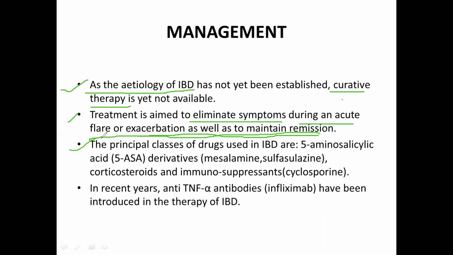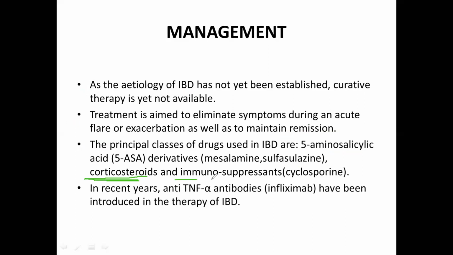The principal classes of drugs used in inflammatory bowel disease are 5-aminosalicylic acid, or 5-ASA derivatives, which include mesalamine and sulfasalazine. These are used in the treatment of inflammatory bowel disease. Then corticosteroids. There are various corticosteroids like cortisone, prednisolone, and hydrocortisone, and various drugs come under this category. They can be used for the treatment of inflammatory bowel disease.